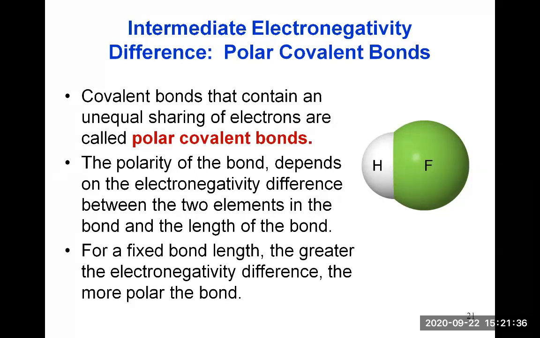It's fluorine bonded to hydrogen, and fluorine has an electronegativity of 4.0 and hydrogen has an electronegativity of 2.1. That's a difference of 1.9. It's a large difference, and so this is considered a polar covalent bond. Fluorine attracts the electrons toward itself much more strongly than hydrogen.